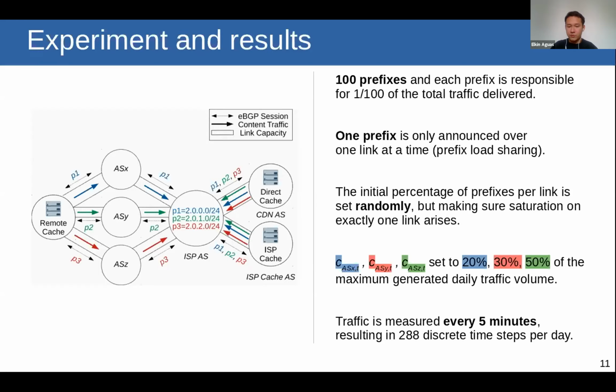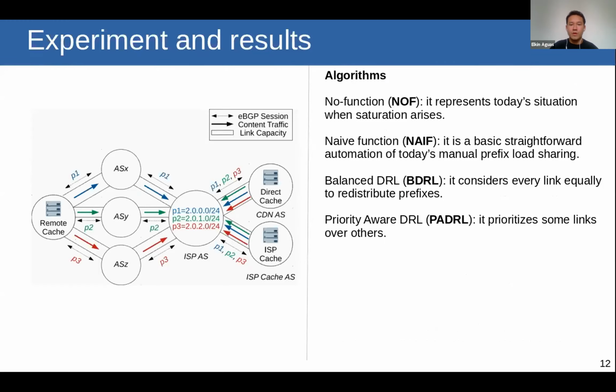Finally, we have the traffic that is being measured every 5 minutes, resulting in 288 discrete time steps per day. Now, regarding the algorithms, there are 4 algorithms. First of all, there's a no-function algorithm, which represents the situation when saturation arises. This algorithm literally does nothing. It's just a baseline of comparison.